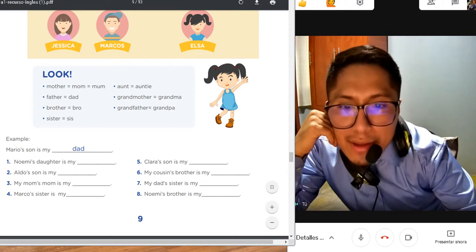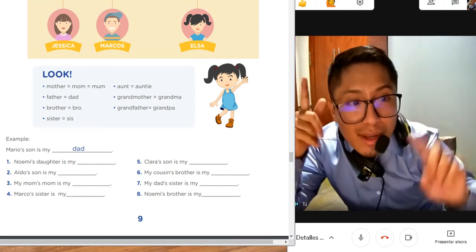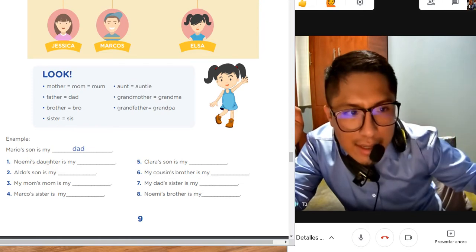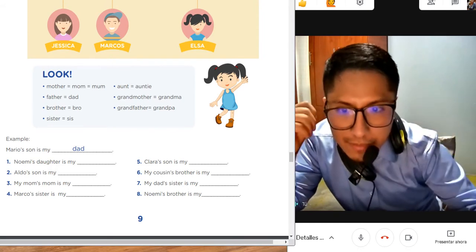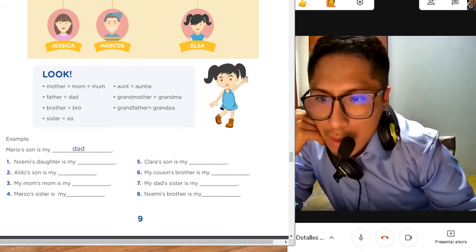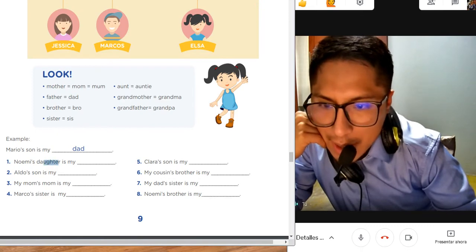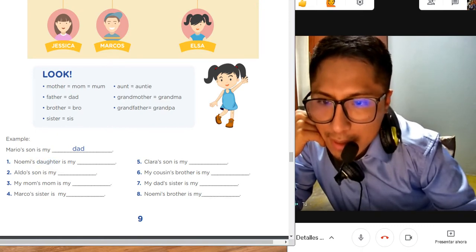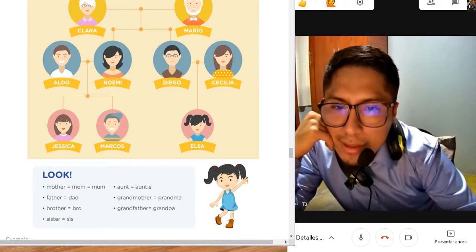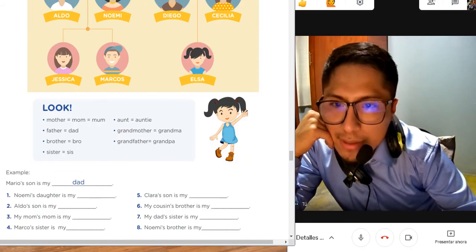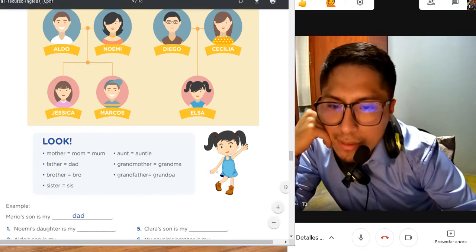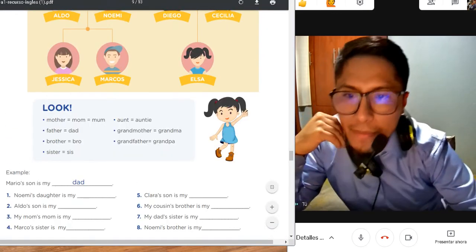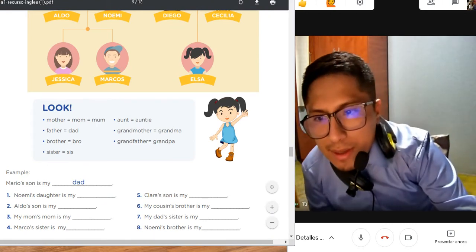Naomi's daughter is my. Y ahí estamos observando el caso posesivo. Recuerda, traducción. De atrás hacia adelante, si es que deseas aprender la traducción, si es que tienes dificultad, ¿de acuerdo? Daughter. Es Noemí's daughter. La hija, ¿no? La hija de Noemí. La hija de Noemí vendría a ser qué. ¿Qué dicen? La hija de Noemí es mi.